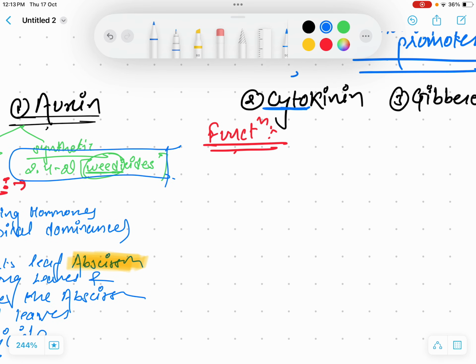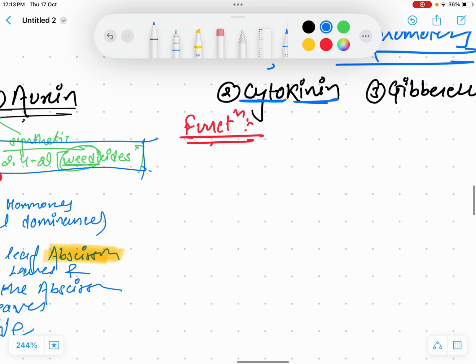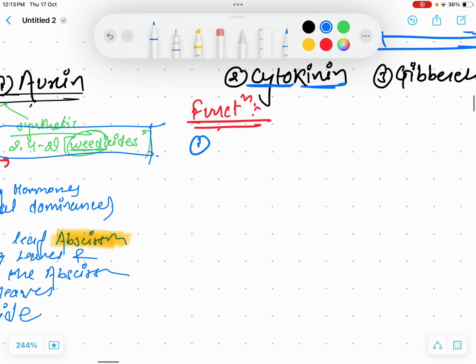Cyto is actually cytoplasm, right? Kinin is division. Cytokinesis, you might have learned in cell division. So it is actually cell division, helps in cell elongation or cell division.